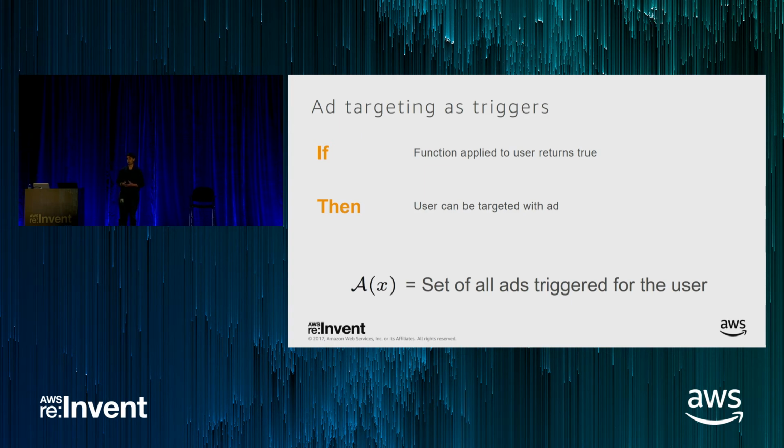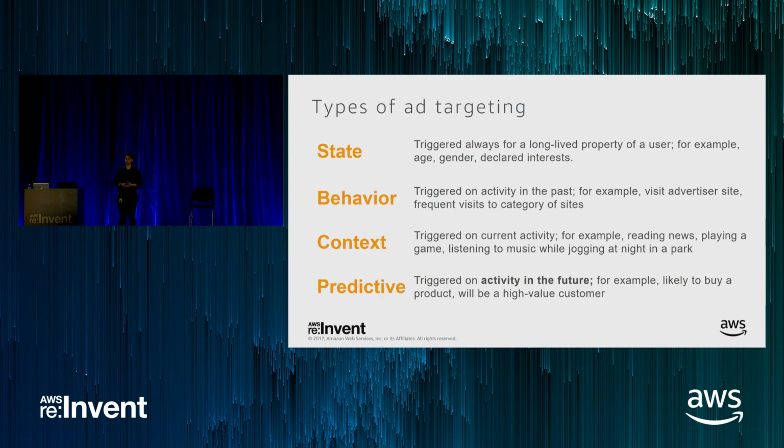Now, there are many different ways to do ad targeting. We'll talk about some of the major ones here. The first is state-based ad targeting, and that's where demographics and geography tend to come in. These are properties of the user that don't change very often. They're very popular in display ads. The next is behavior-based targeting, which tends to look at what people have done in the past. Retargeting is a great example. You see an ad on Amazon, and for the next month, you're going to be seeing that ad wherever you go.